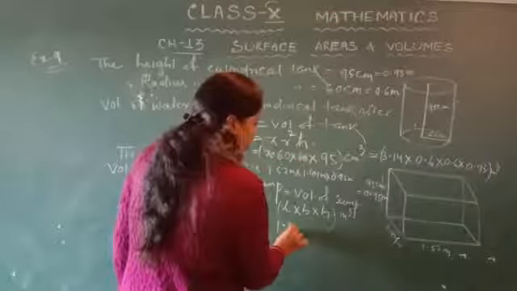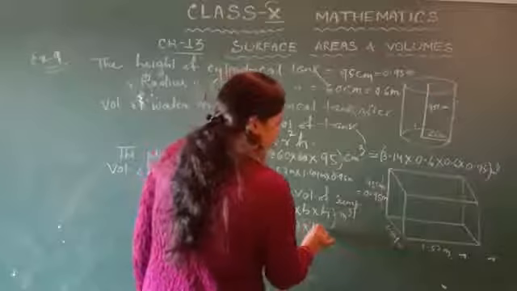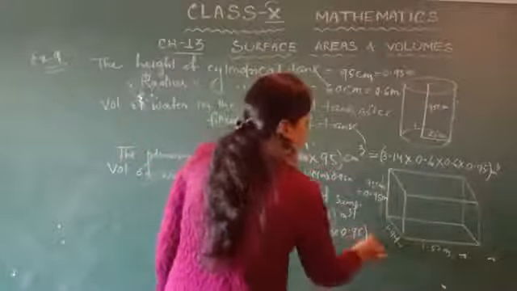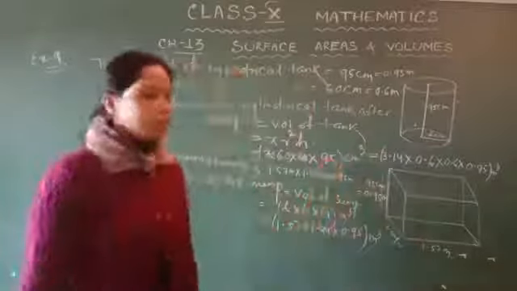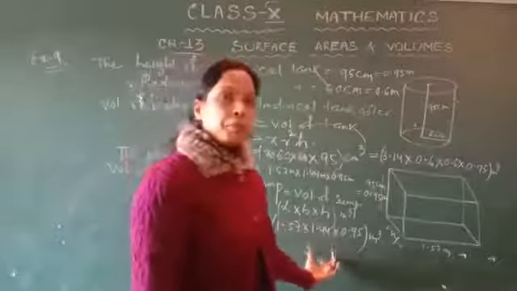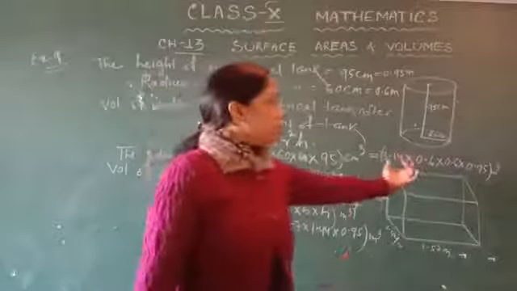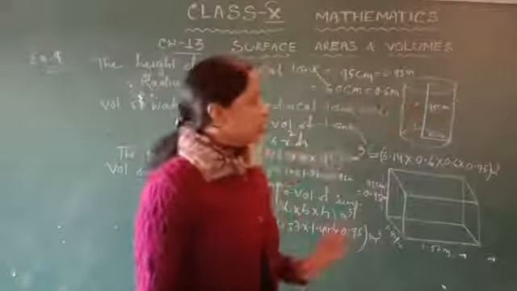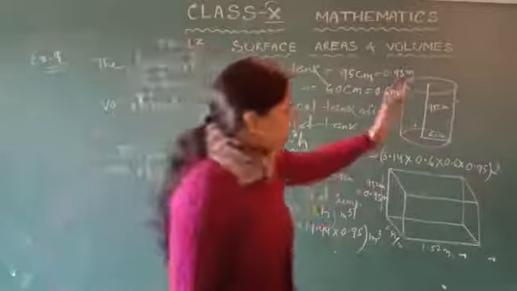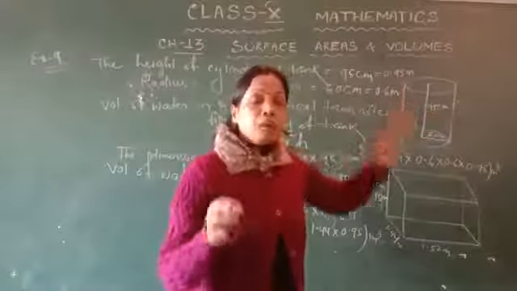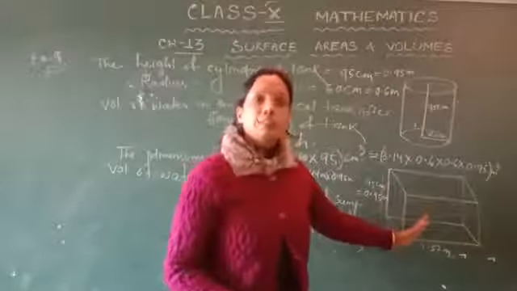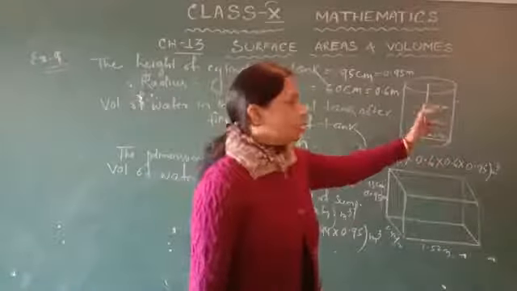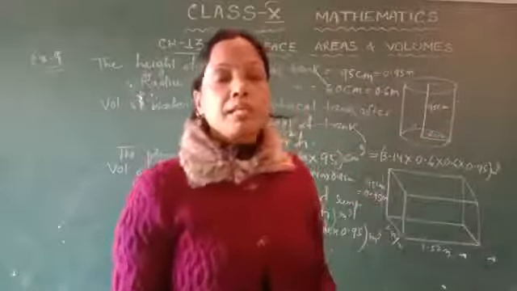So that is 1.57 into 1.44 into 0.95 meter cube. This is the volume of water inside the sump, and the other is the volume of water in the cylindrical tank after filling. Then the question says, after filling this cylindrical tank, how much water is left in this sump? So this is the total water minus the water in the cylindrical tank.